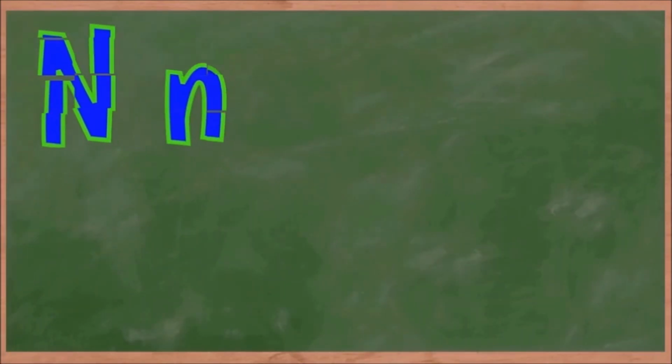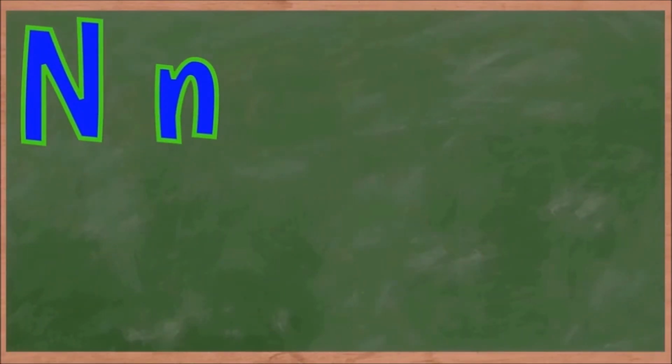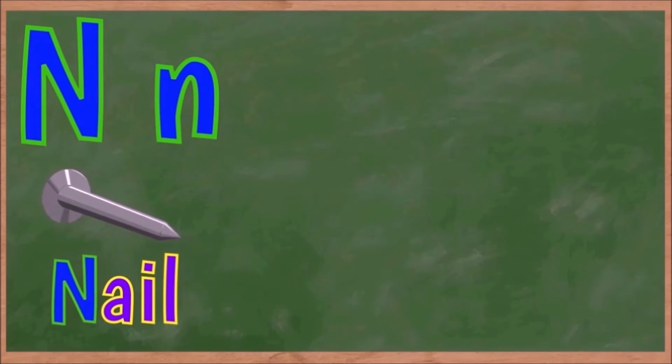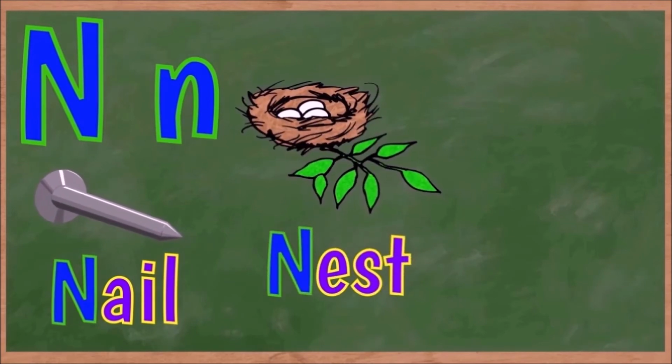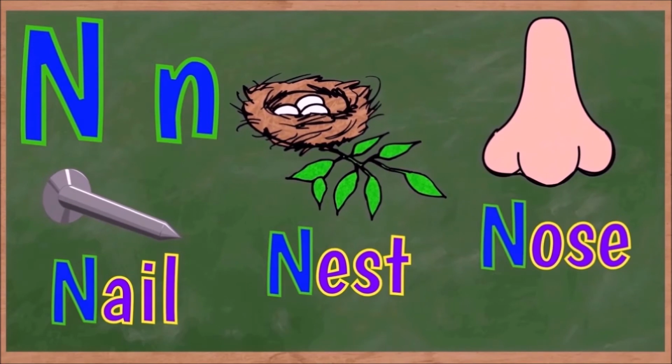Let's move on to the next letter. Next is the letter N. And the N makes a N sound. You give it a try. I got that one. Did you? N for nail. Nest. Nose.